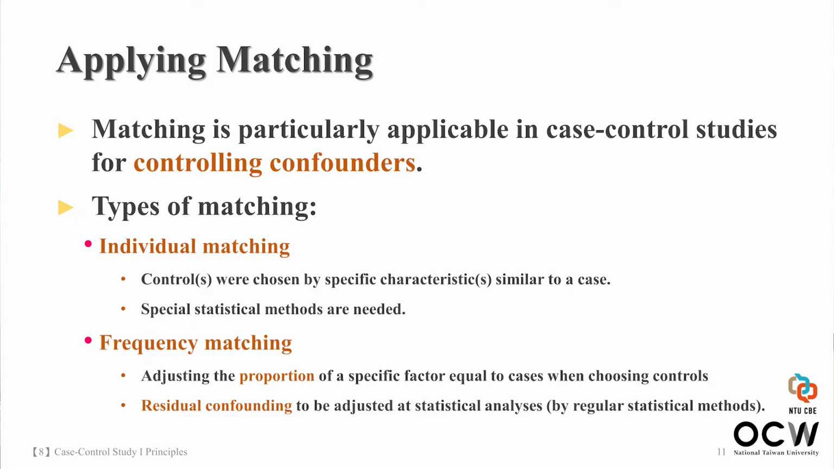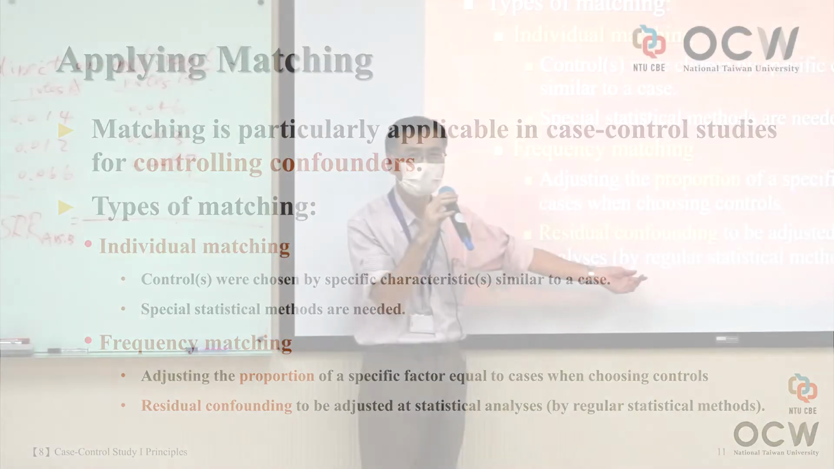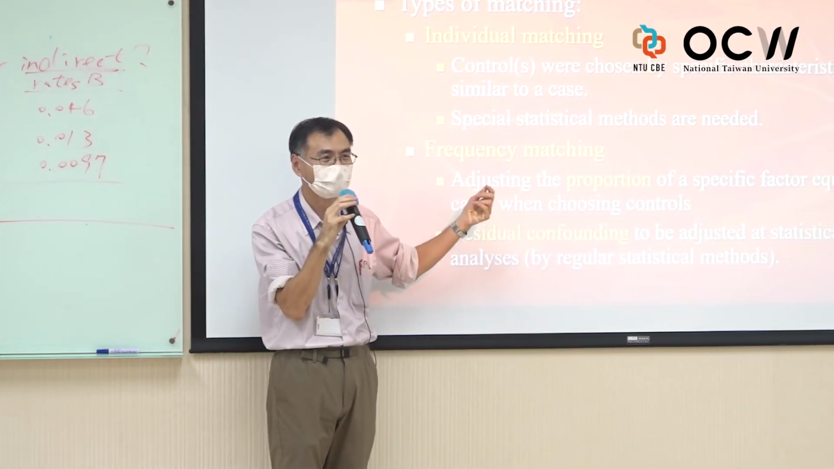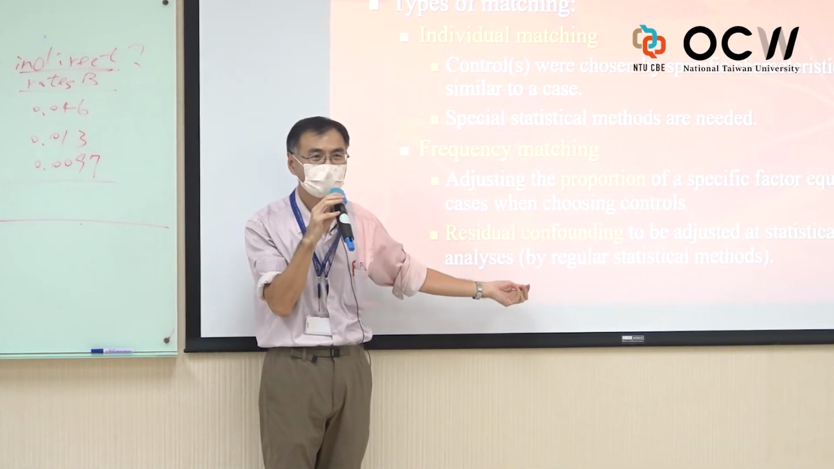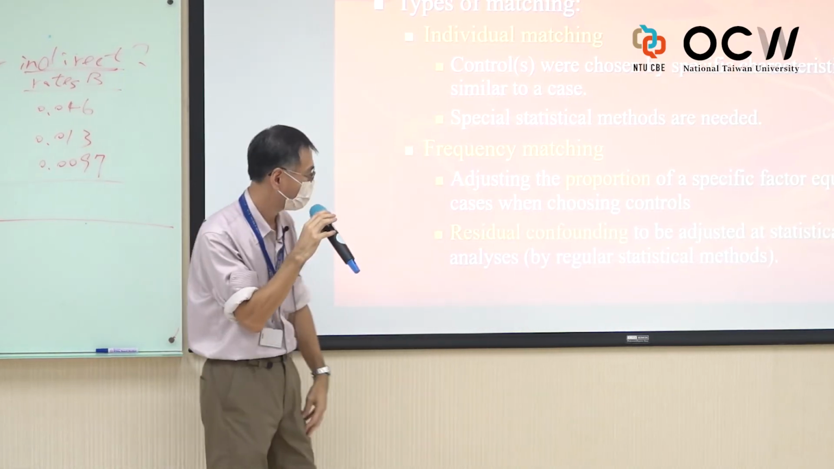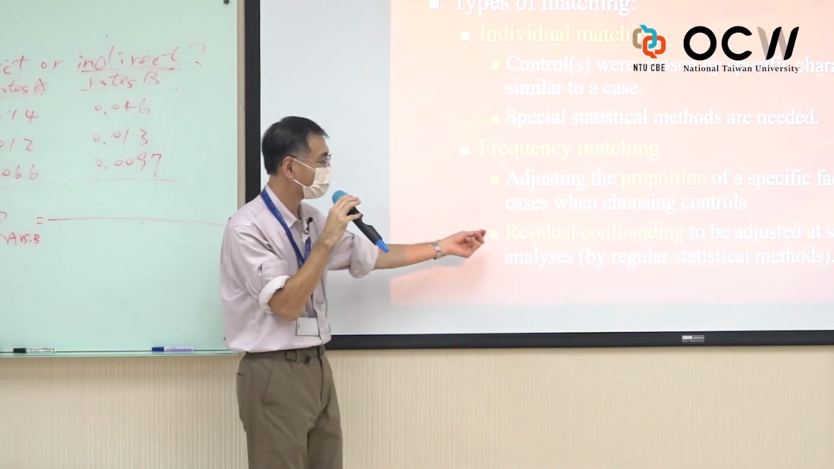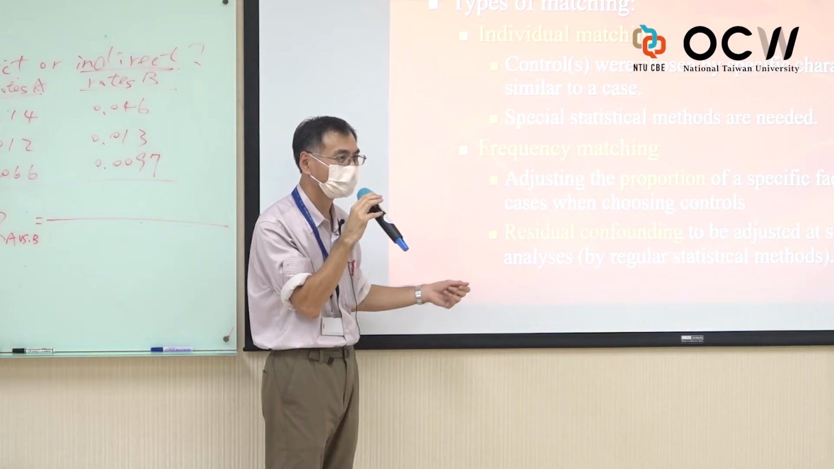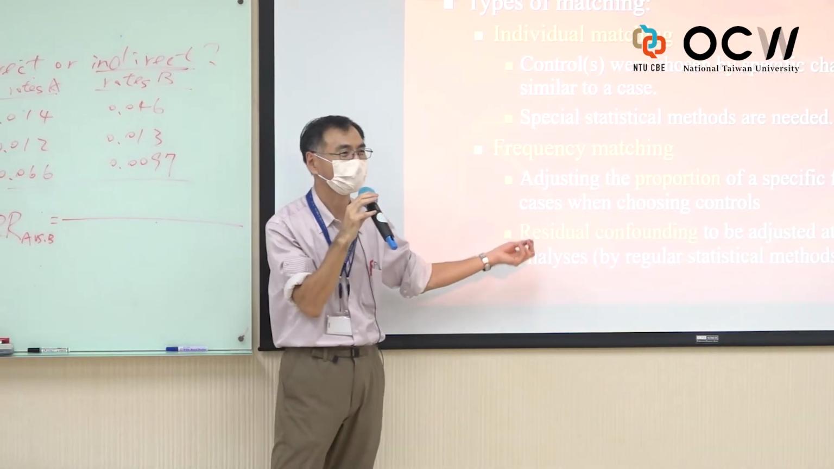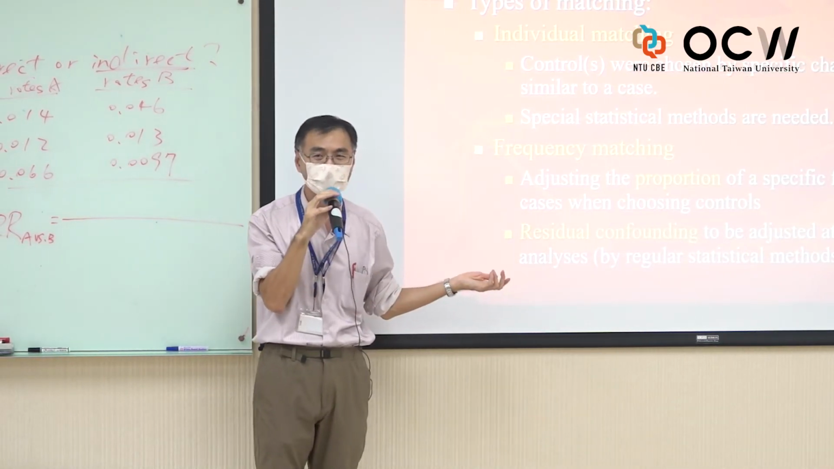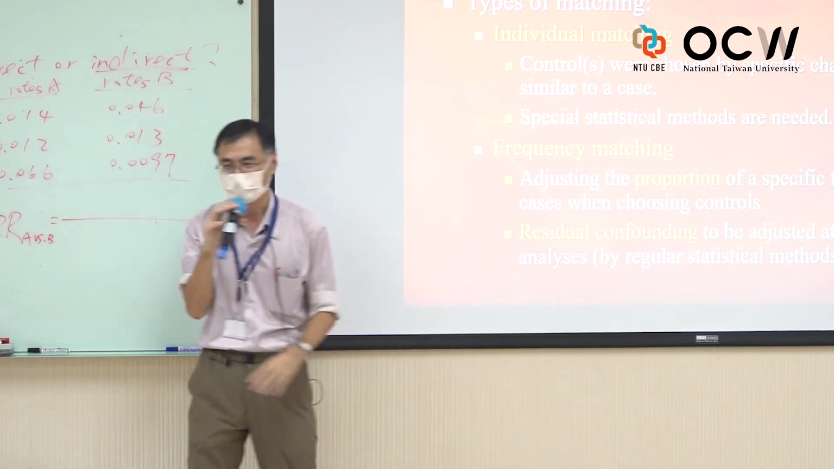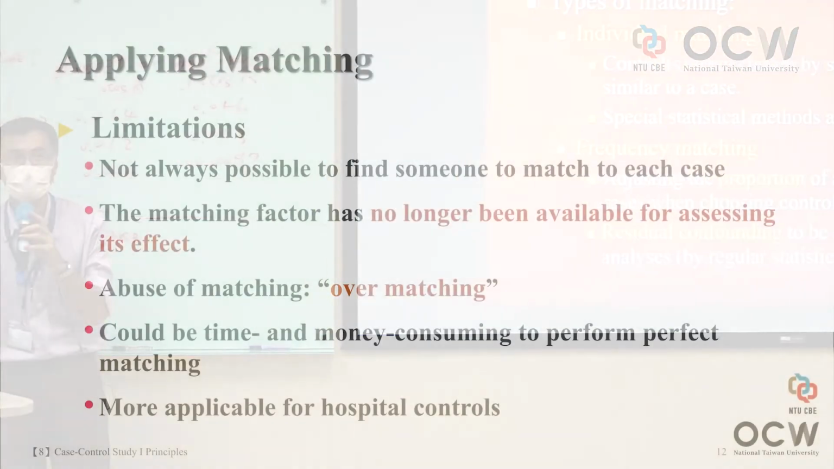But you could do it with the regular statistical methods. Just use regular logistic regression or regular linear regression. They could control it properly. But you still need to deal with residual confounding, or incomplete confounding control by frequency matching. Okay, but you can apply the typical methods.